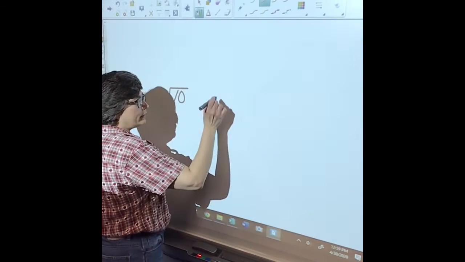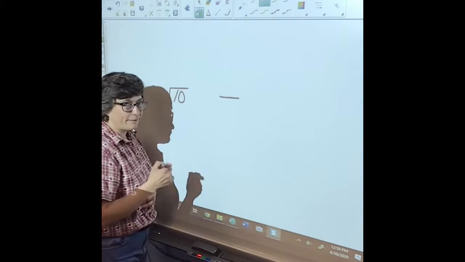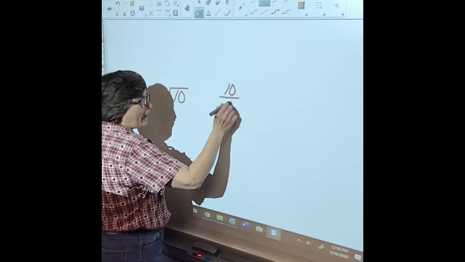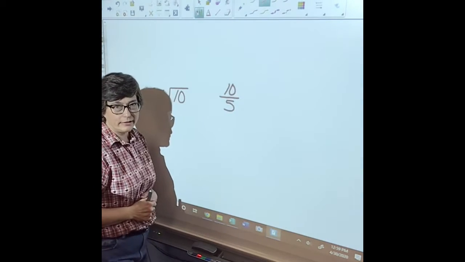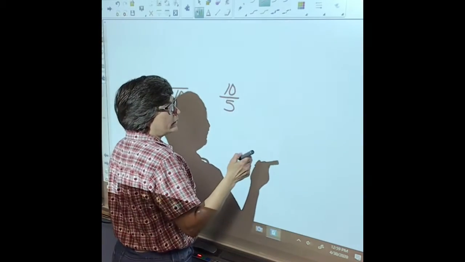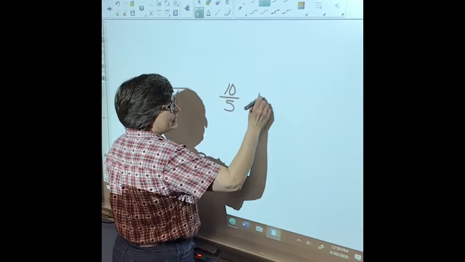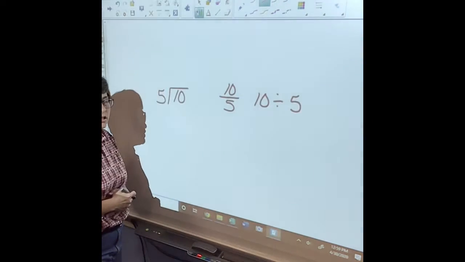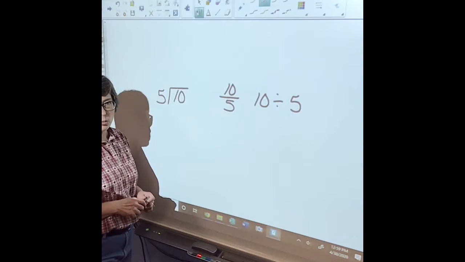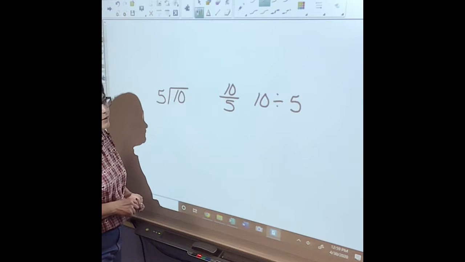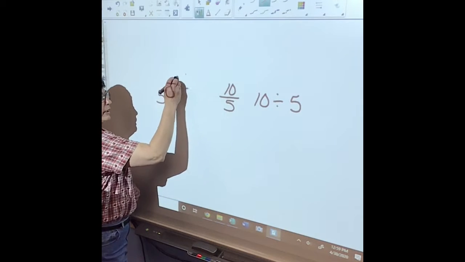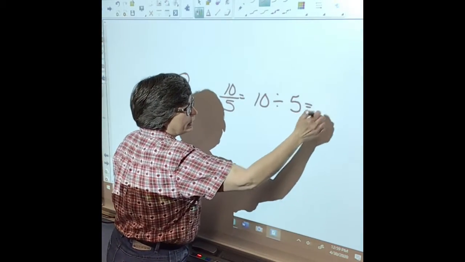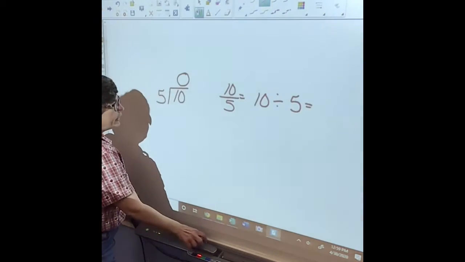Or we can do it with a division bar, like a fraction. So we say 5 pieces out of 10. Or we can write it with the division sign. 10 divided by 5. All right? So those are the 3 ways that we can write division problems. And then the quotient would be written up here, or we would write equals and we'd write it here, and equals and write it there. Okay?